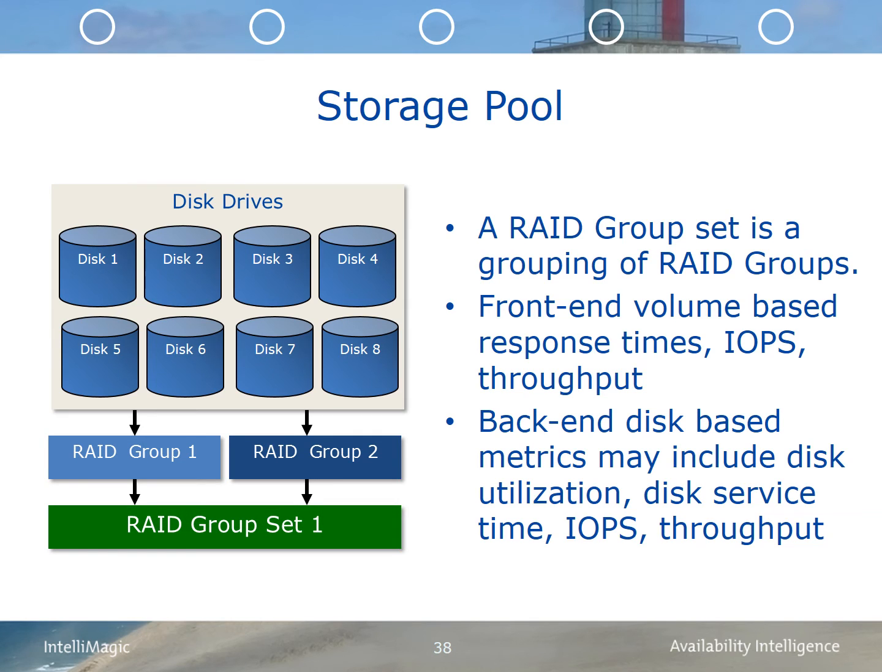A storage pool consists of one or more RAID groups, and if we aggregate the backend data from the storage groups, we can see things like the disk utilization, the throughput, and the IOPS. And if we want to aggregate the volume data on the front end, this is a good place where we can aggregate, and we can get things like the front end volume response times, IOPS, and throughput.